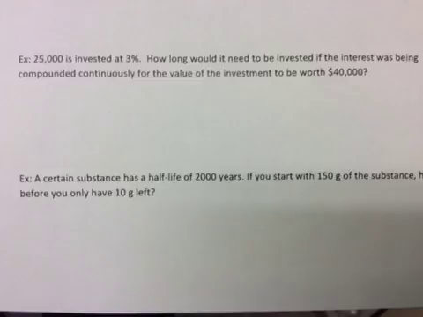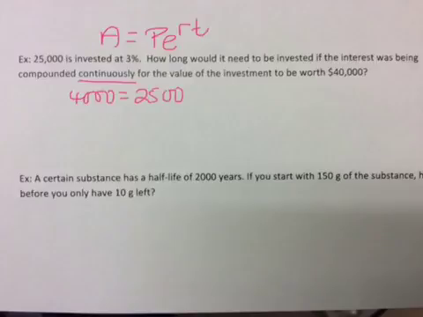Okay, for the sake of time, I'm going to skip the next part, and we'll do one with continuously, and then we'll do the half-life question. So, a $25,000 investment at 3%, how long until it's worth $40,000? And the key here is it's compounded continuously, so that means that I'm going to use my PERT formula. So 40,000 equals 25,000 times e, 2.71, to the power of 0.03t.